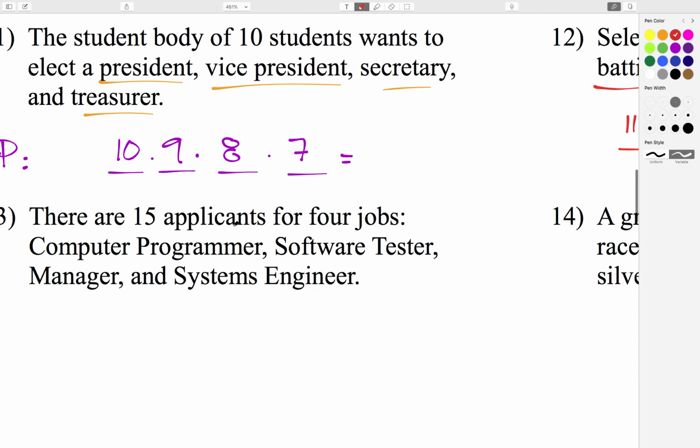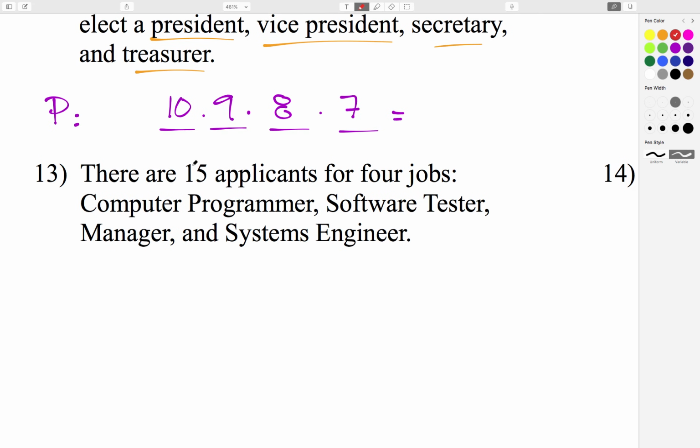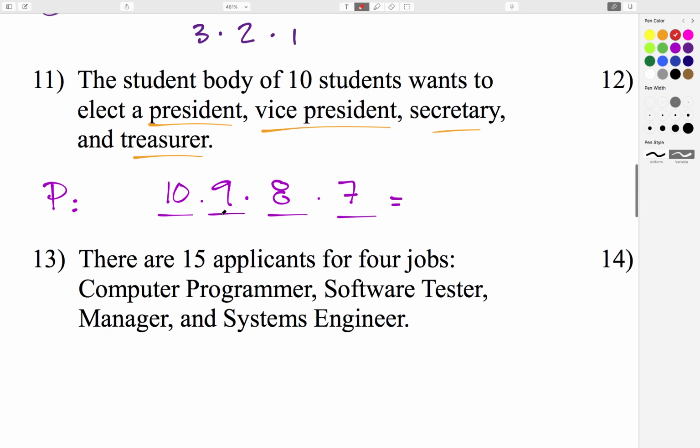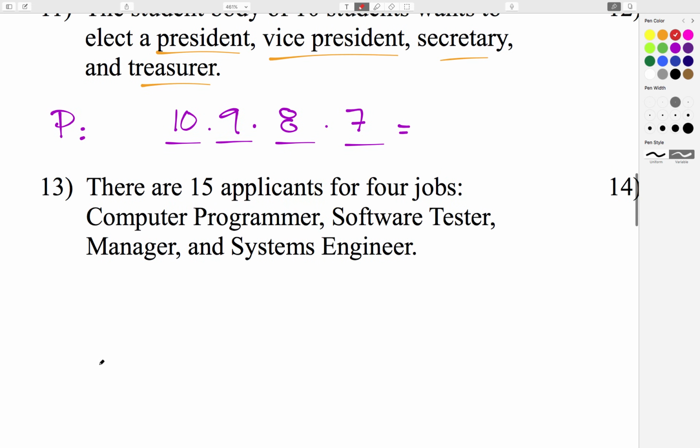There are 15 applicants for 4 jobs: computer programmer, software tester, manager, and systems engineer. This is exactly the same scenario as the Stuco one. 4 different people, 4 different positions. So 1, 2, 3, 4. However, it's 15 applicants. 15, 14, 13, 12. Multiply it and see what that gives us.